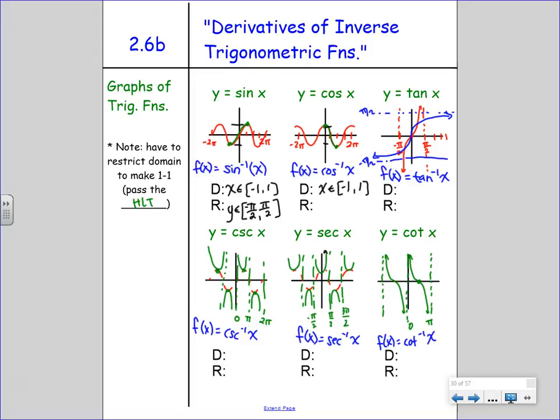Cosine inverse. In order for him to pass, he has to go to the right. He's only allowed to be between 0 and pi. He was the first quadrant and the second quadrant only.